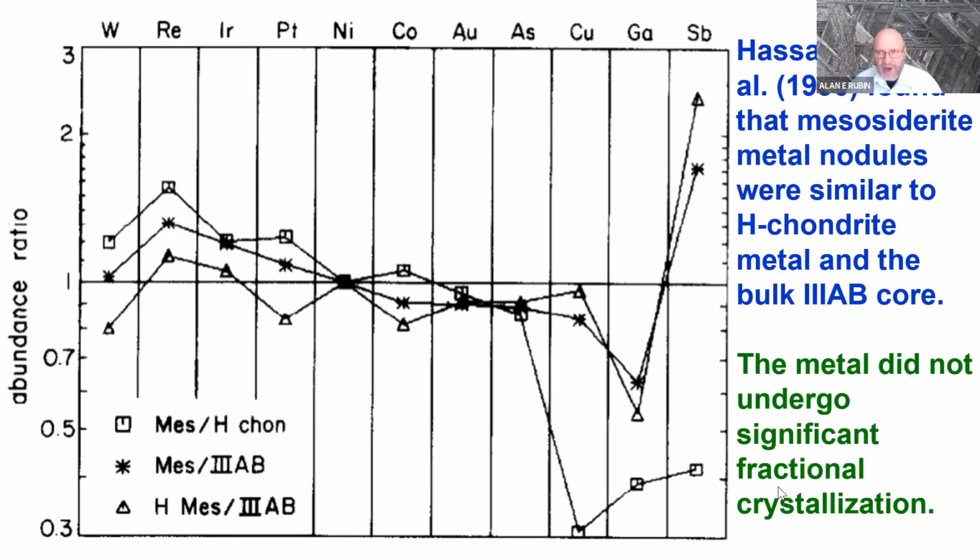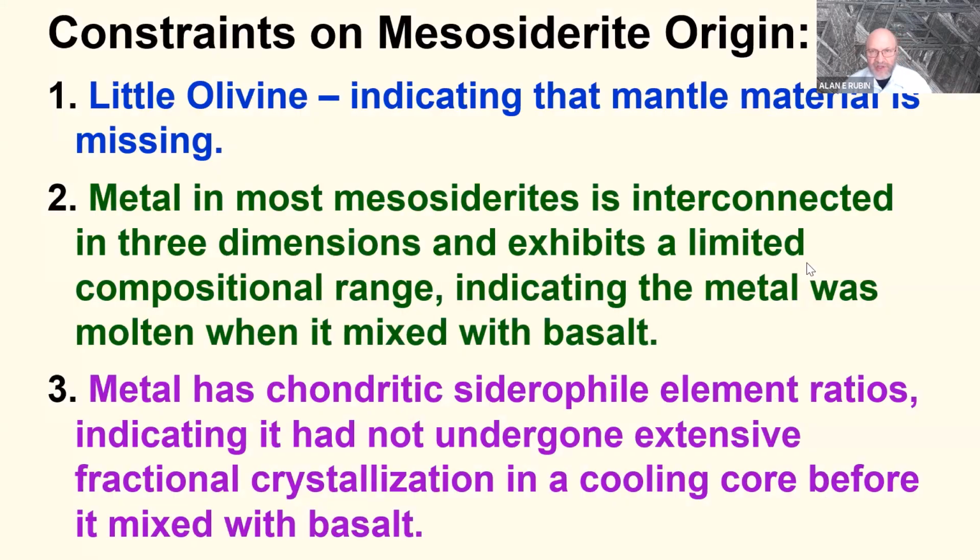Okay, some years ago, in 1990, Hassanzadeh et al., again UCLA work, analyzed a bunch of different metal nodules in different mesosiderites and found that almost all of them, or all of them, were very similar to H-chondrite metal and the bulk IIIAB core. The metal nodules are so similar to one another, it suggests that they were not from a fractionally crystallized core, they were from a core that was largely molten. The metal had not undergone significant fractional crystallization and hence was still largely a liquid.